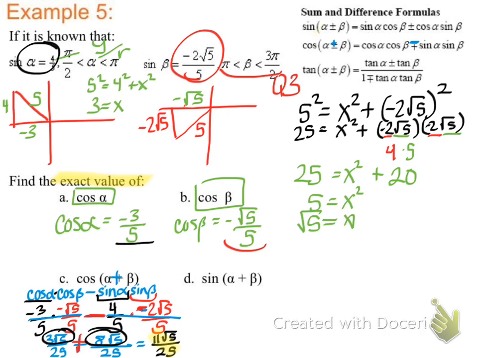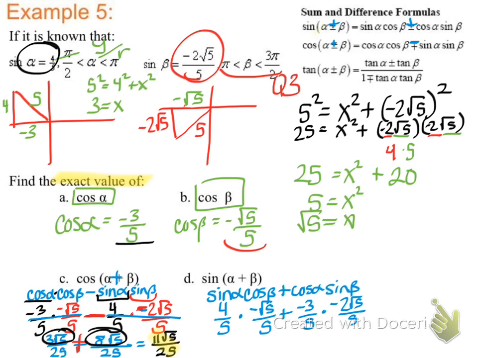Now let's repeat that process, but now we're going to do it for sine of alpha plus beta. So again, we're going to use a formula from our formula sheet. In this case, the sum for sine formula. Sine of alpha cosine beta, so 4/5 based on the original problem, times cosine beta, which is negative square root of 5 over 5, plus cosine alpha, which is negative 3/5, times sine beta, which is negative 2 square roots of 5 over 5.